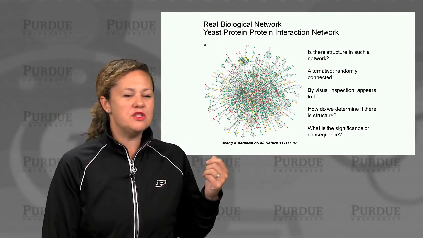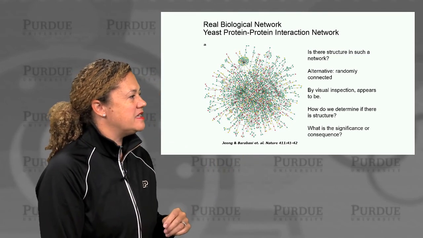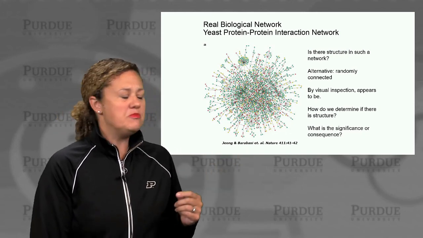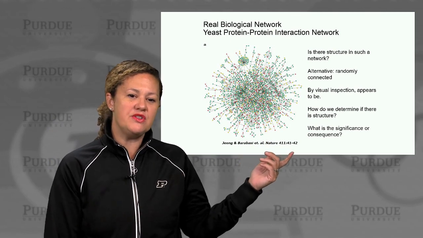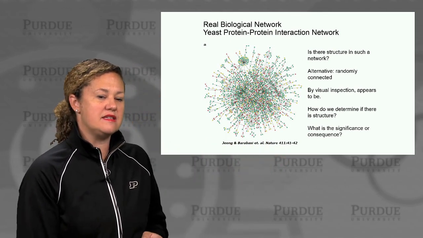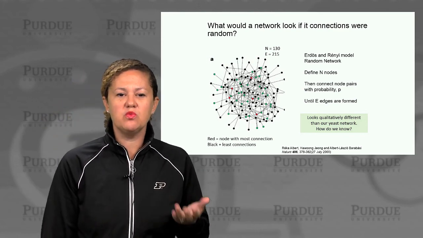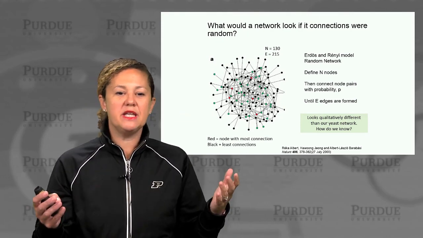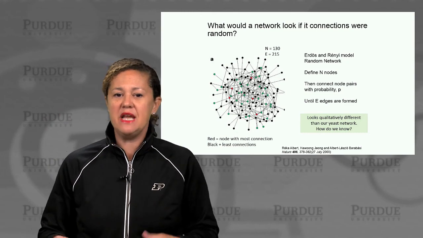But how do we determine if there is in fact structure, as the eye seems to suggest? How do we do that quantitatively and more rigorously answer that question? And then what is the significance of any structure that may exist in this network? So let's first ask the question, what would a network look like if proteins were just randomly connected to one another? There are different models of random networks.